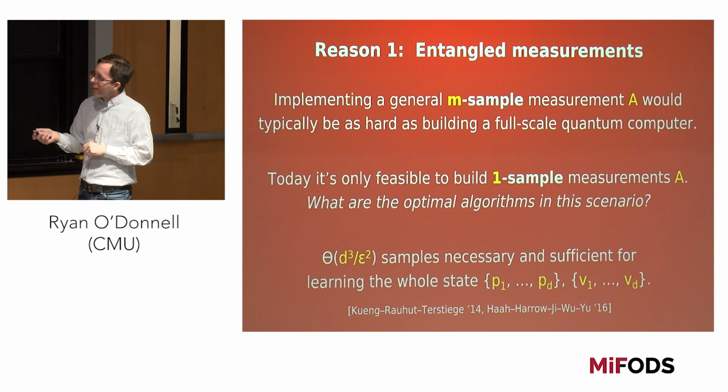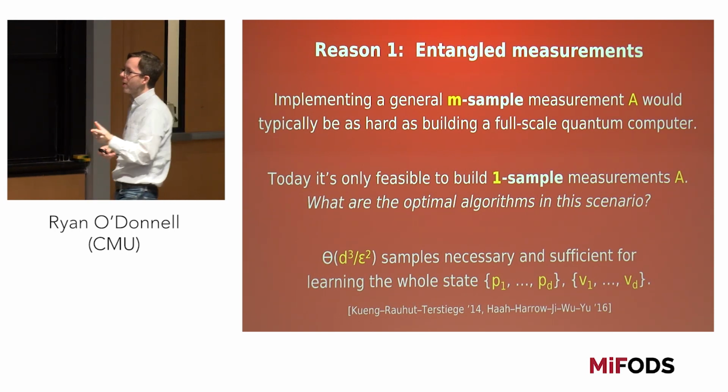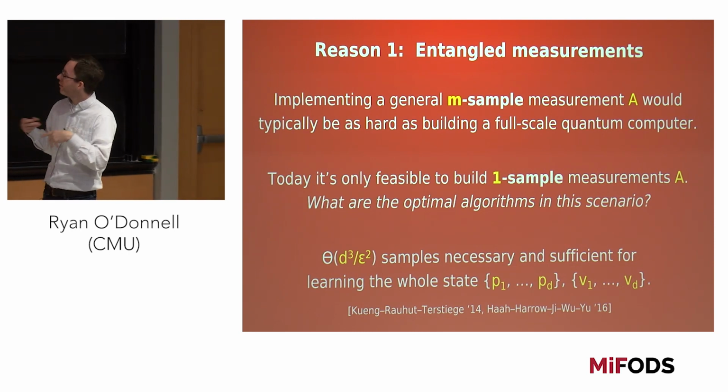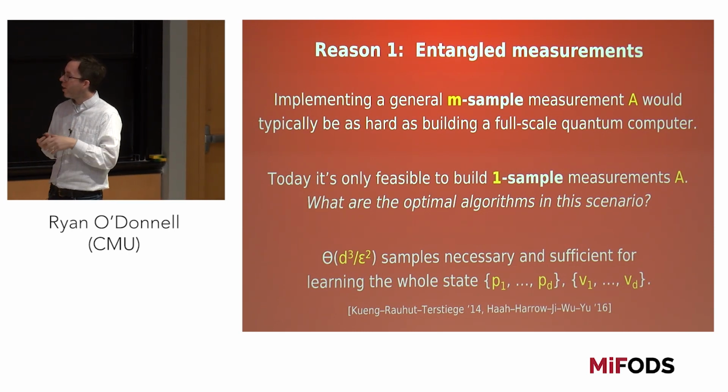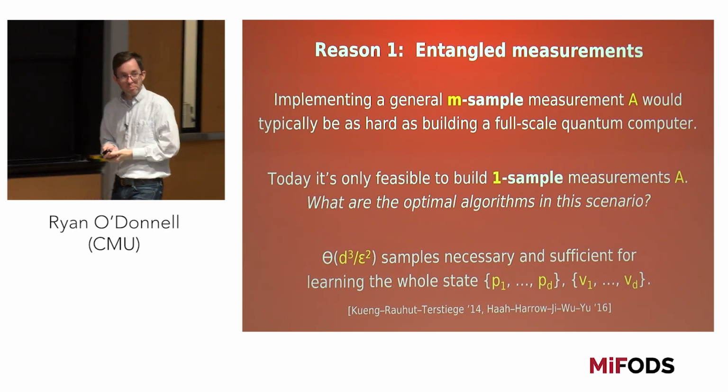OK. In fact, even this algorithm is not used in practice, though, because the one measurement you have to do, even for one sample, is very computationally challenging to do. So I think in practice, people do a one sample measurement kind of algorithm with a very simple measurement, and it requires d to the fourth samples.